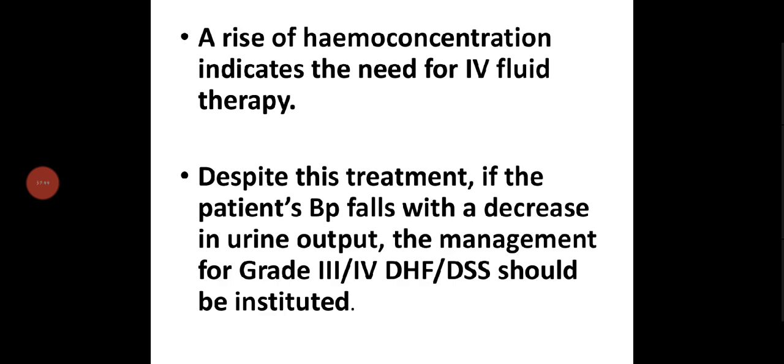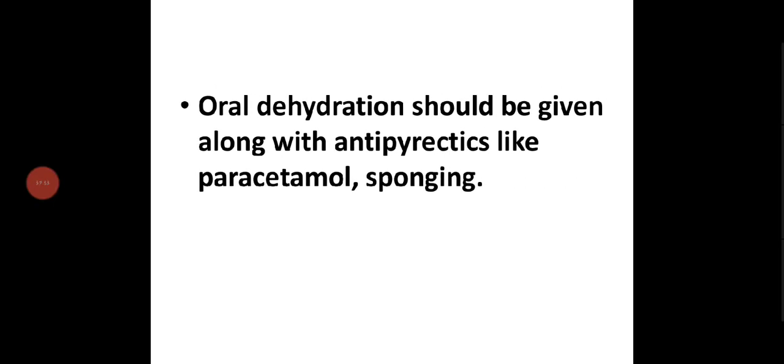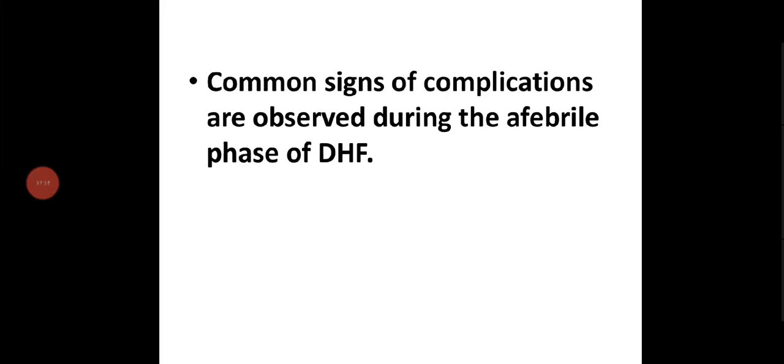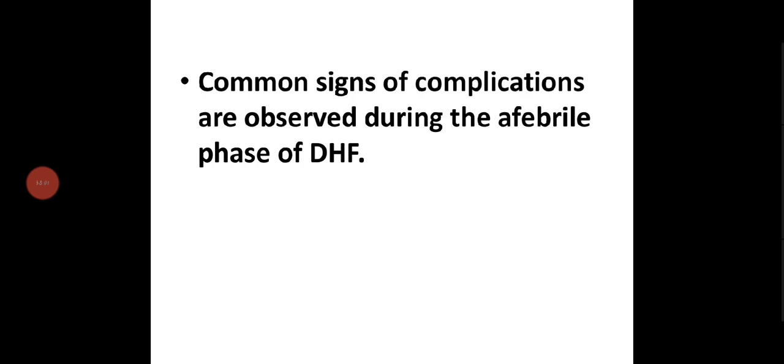Despite this treatment, if the patient's BP falls with a decrease in urine output, the management for grade 3, 4 DHF or DSS should be instituted. Oral rehydration should be given along with antipyretic like paracetamol and sponging. How would you treat grade 3 and grade 4? The common signs of complication are observed during the afebrile phase of DHF.